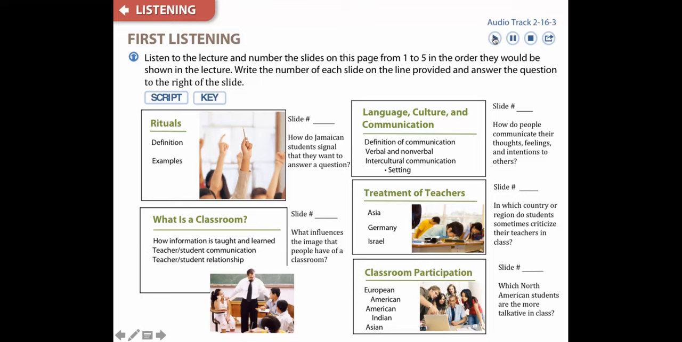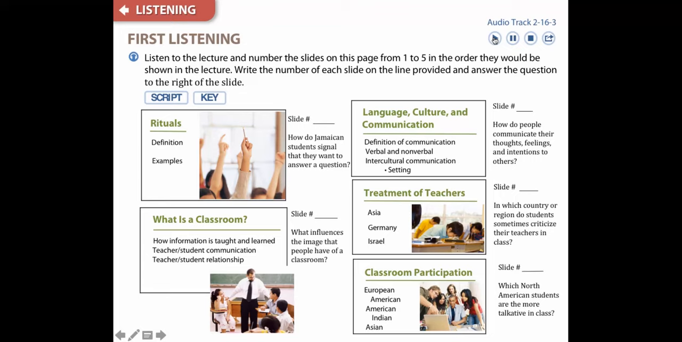In particular, culture influences the rituals that take place in the classroom setting, and it influences the ways that students participate in the classroom discourse. It also influences the esteem in which teachers are held.